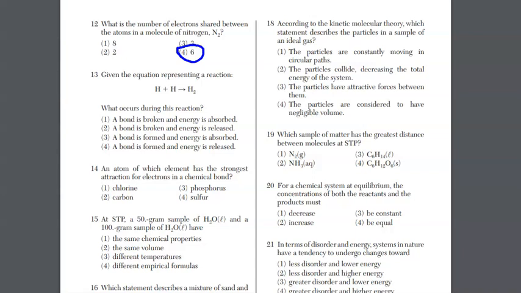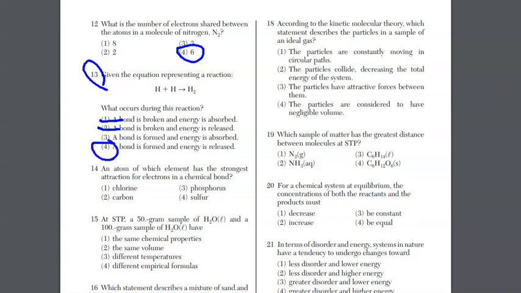Question 13. Given the equation representing a reaction, typical Regents question, this shows up a ton of times: hydrogen atom plus another hydrogen atom forming a hydrogen molecule, or H2. All you have in this reaction is the coming together of atoms, and of course that would be in a bond. So a bond is formed. First thing, let's get rid of choices 1 and 2. And when a bond is formed, always, always, always energy is released, and that is choice 4.